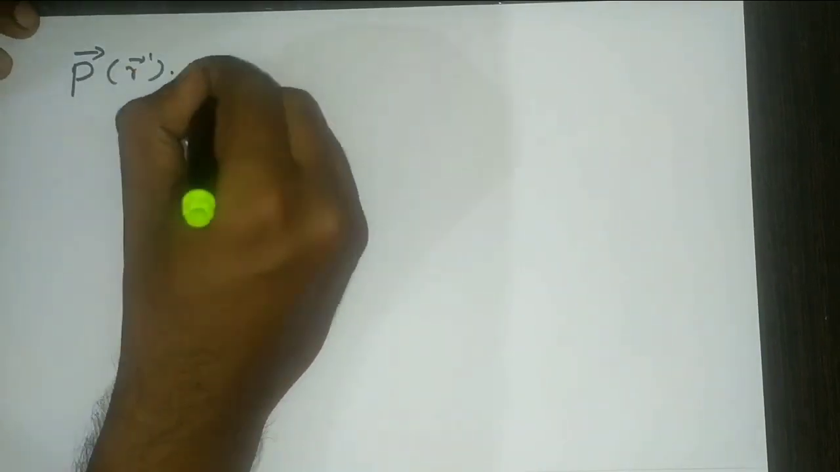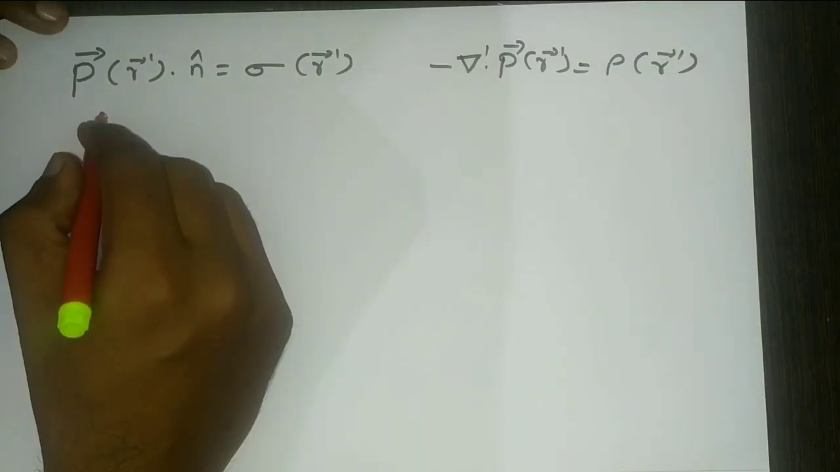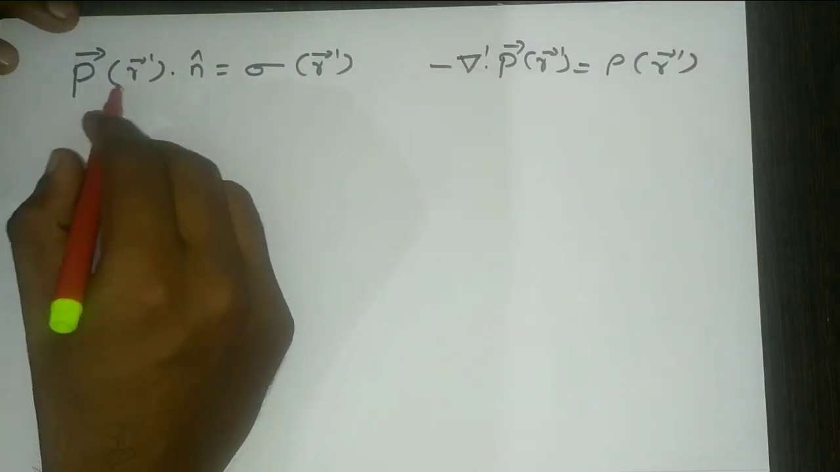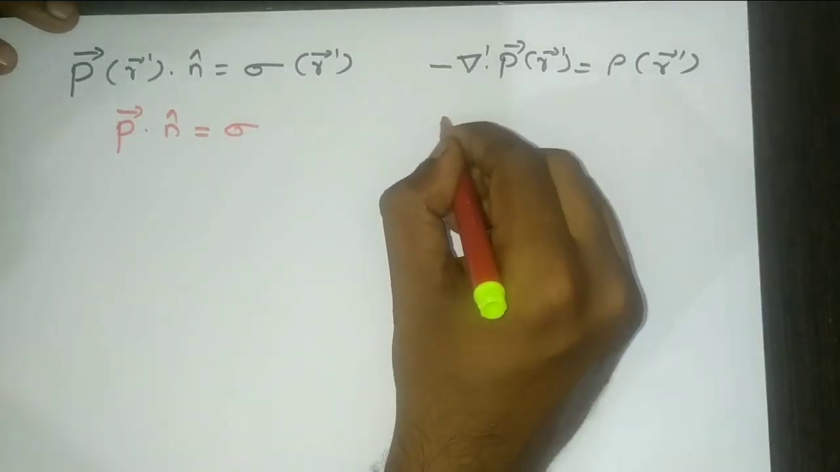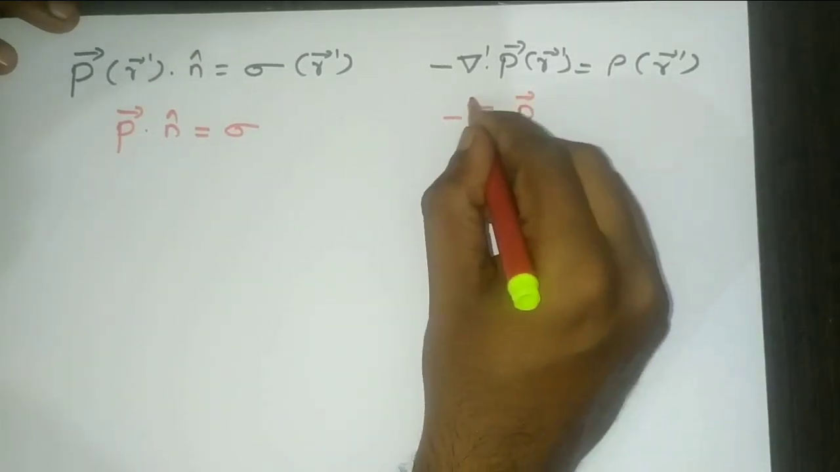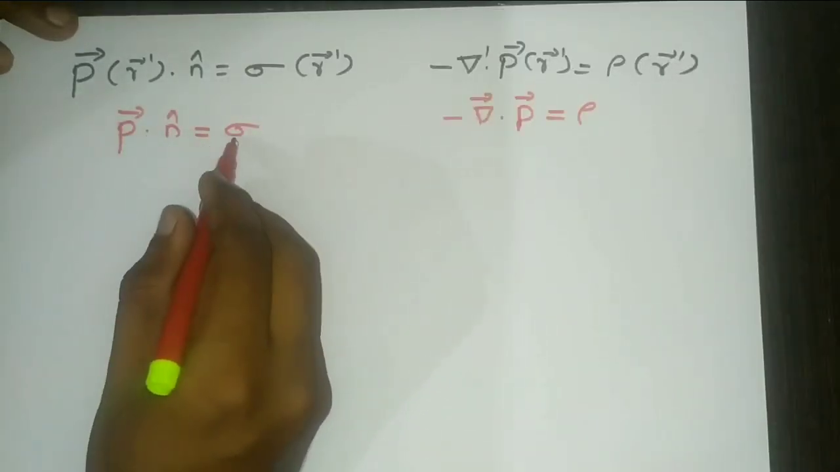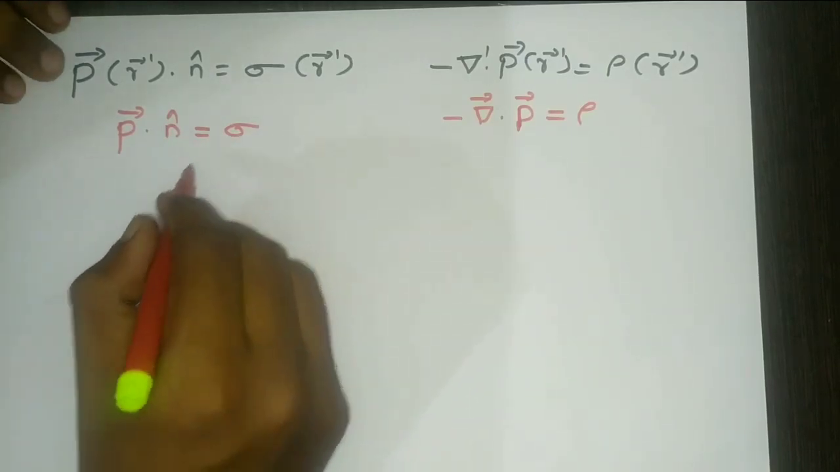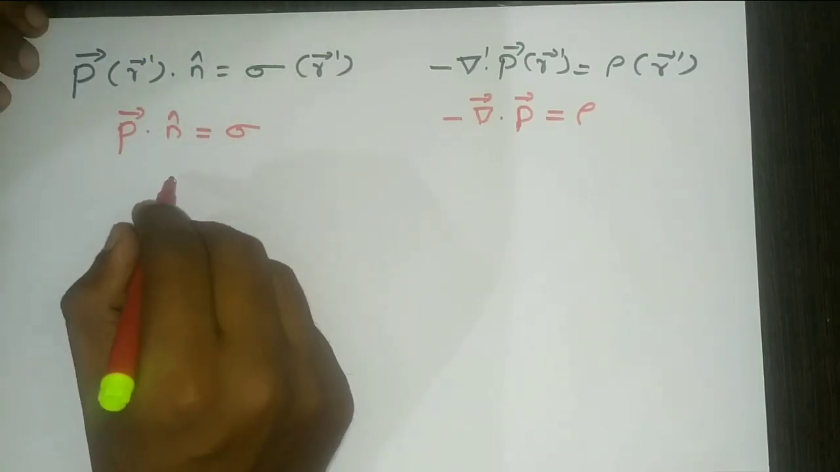Now let us copy to the next page. The obtained results are r prime. Now see this equation in general form. That is, I can write in general, this is nothing but P dot n cap is equal to sigma. This is minus del dot polarization vector P is equal to rho. Okay, this P dot n is sigma. Sigma is the surface charge density that arises because of the polarization in the material.